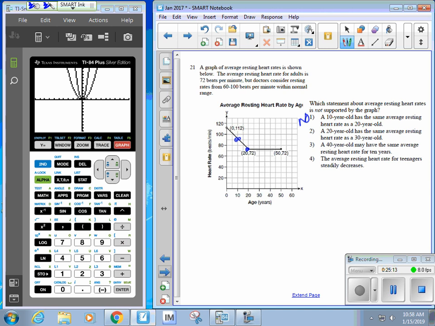A 20-year-old has the same resting heart rate as a 30-year-old. Yes. A 40-year-old has the same resting heart rate for 10 years. Yes. The average resting heart rate for teenagers, so from 10 to 20, steadily decreases. Yes. So this one they must have been asking for the no, and if you go back and look, which one is not supported by the graph, that's the number one reason people got this question wrong, is they would pick choice 2 because they picked the first yes that they found, but the question was for the not. So the answer is choice 1.